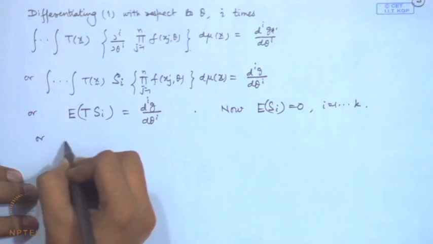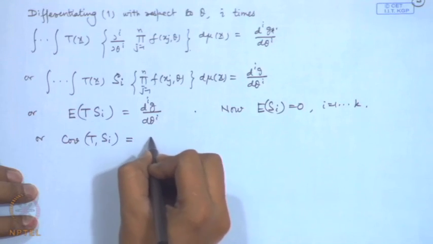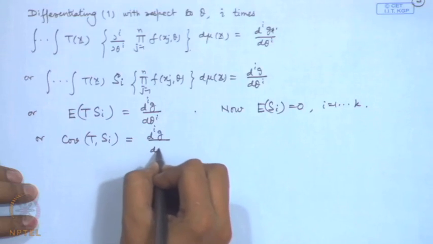So, this relation is then equivalent to covariance between T and S I is equal to d I g by d theta I.